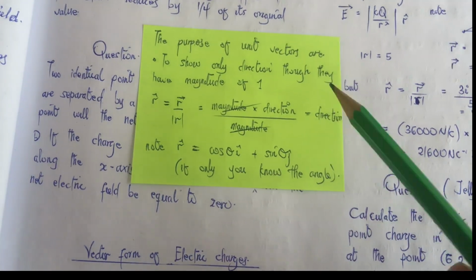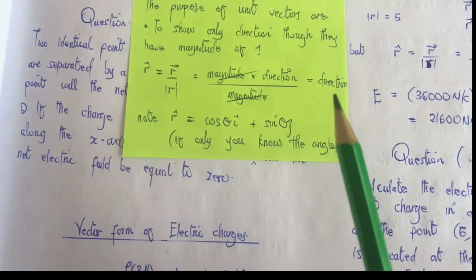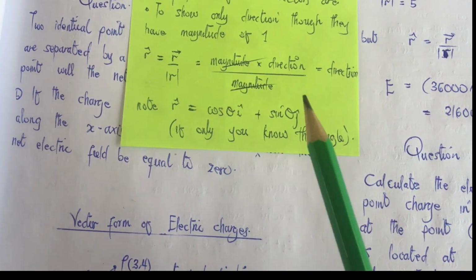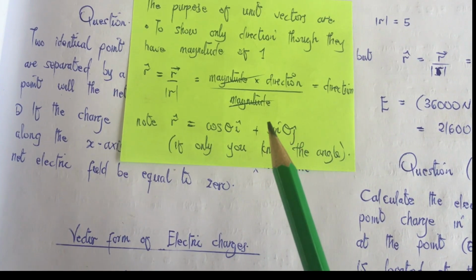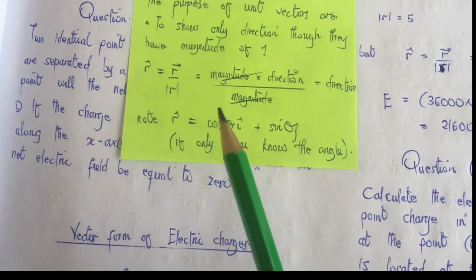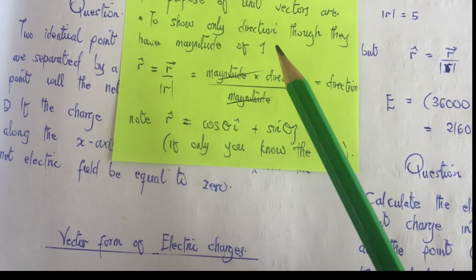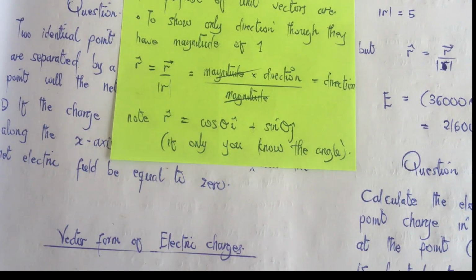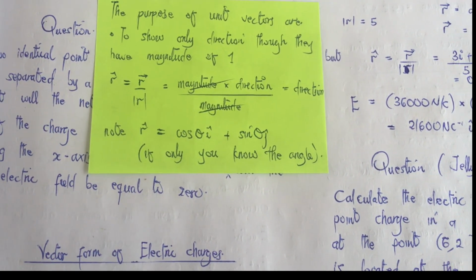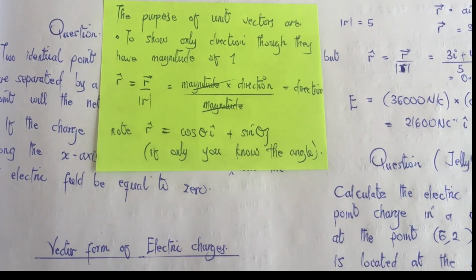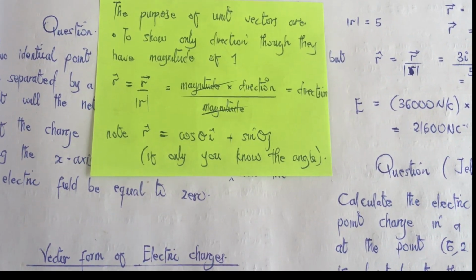As you can see from the sticky notes, our unit vector is equal to the vector itself divided by the magnitude, since a vector is given by the magnitude times the direction. So the magnitude and the magnitude cancel, giving only the direction. A unit vector has a magnitude of 1, and its main function is to determine the direction of a vector.